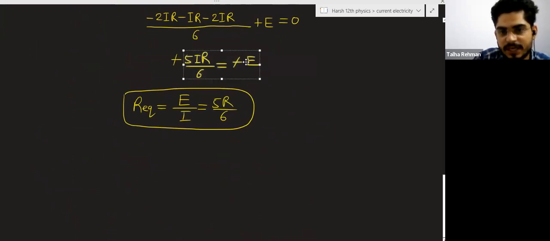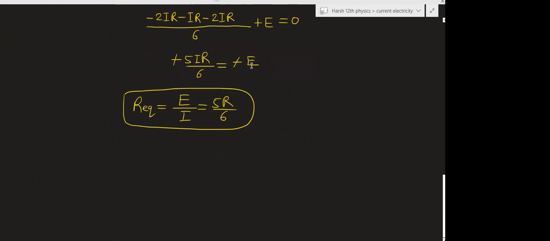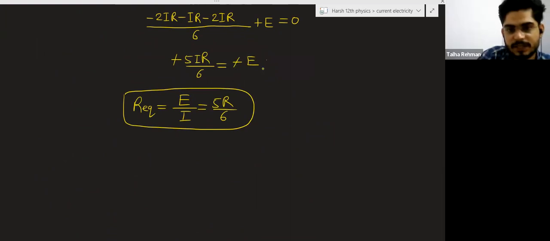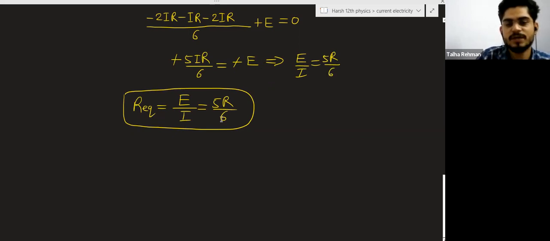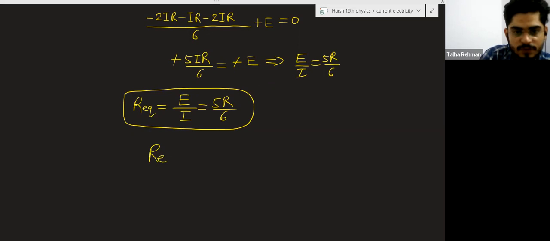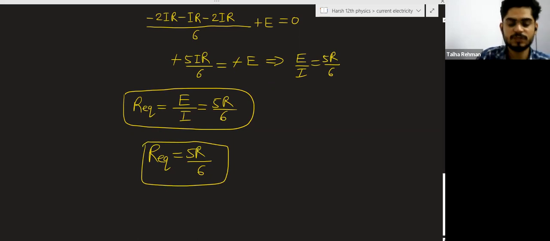Under this E, the I will come here. When you solve it further, you will get E by I equal to 5R by 6. And this E by I is equal to R equivalent. So R equivalent of this circuit is equal to 5R divided by 6.